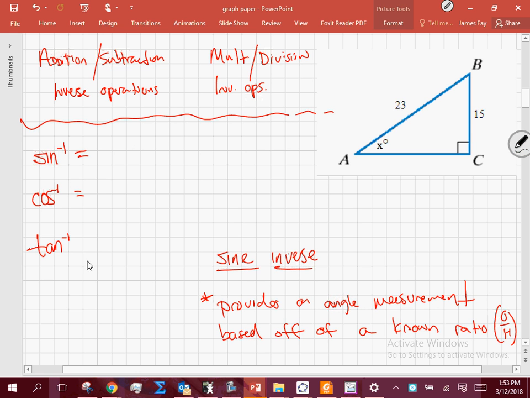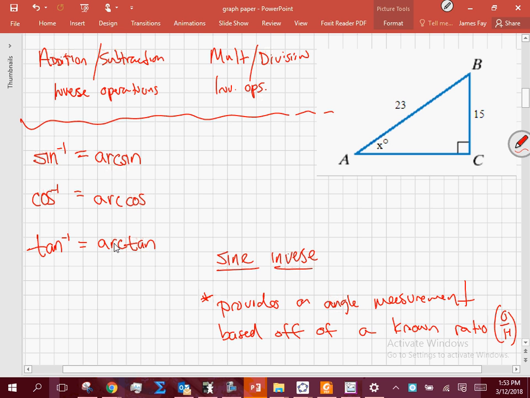There are other words that you might see used. Okay? One of them is arc sine. The other one is arc cosine and arc tangent. Okay? So arc sine is the same thing as saying sine inverse. Okay? Arc cosine, same thing as cosine inverse. It's just different ways of saying it.